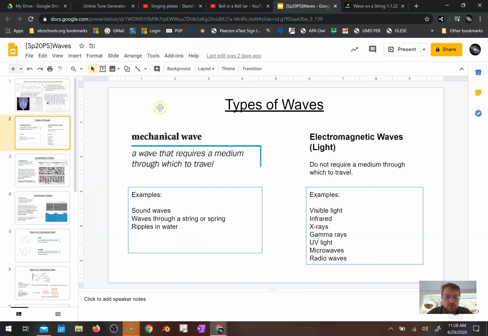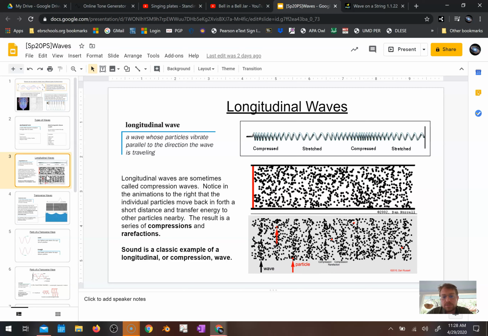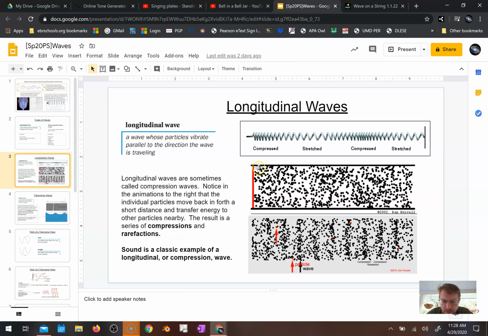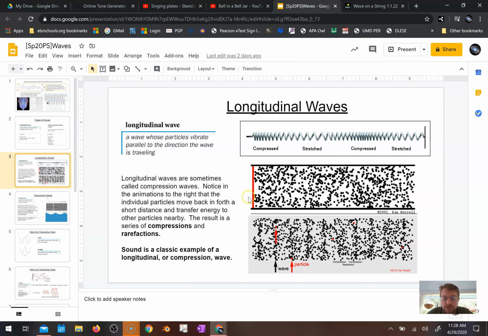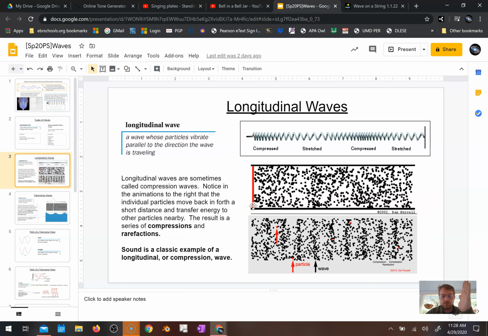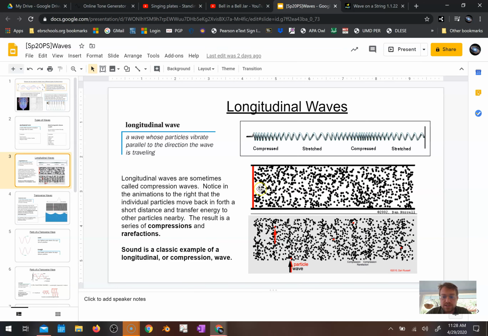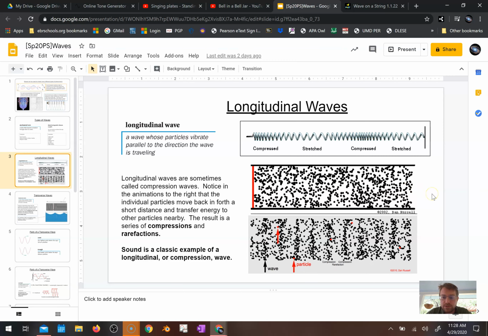Of these mechanical waves, the physical waves that require a physical medium to travel through, we have two types. Longitudinal, or sometimes called pressure waves. Look at this one right here. The middle animation is a wave pulse. This could be the diaphragm of a speaker. A speaker is just something that goes back and forth and moves the air around it. It moves once and it sends a pulse through the air. This is an example of a compression or longitudinal wave.